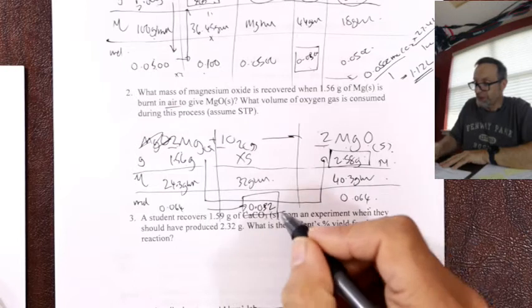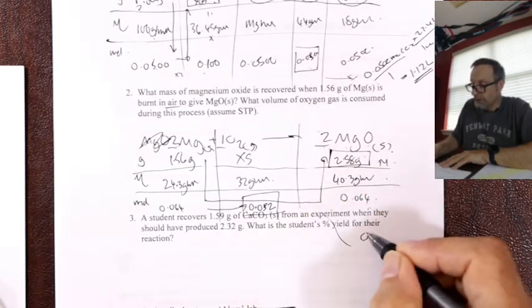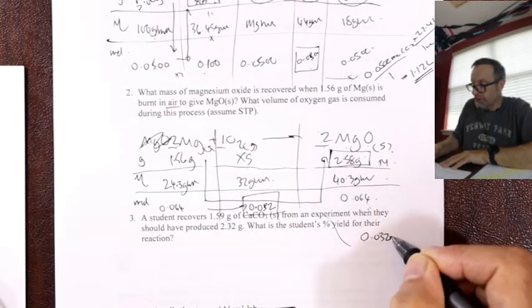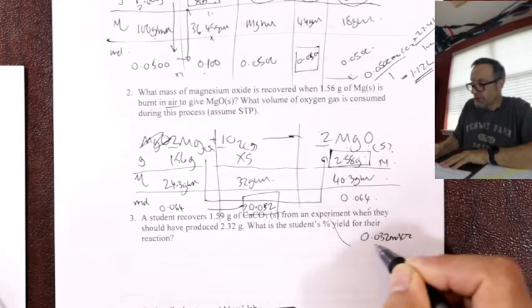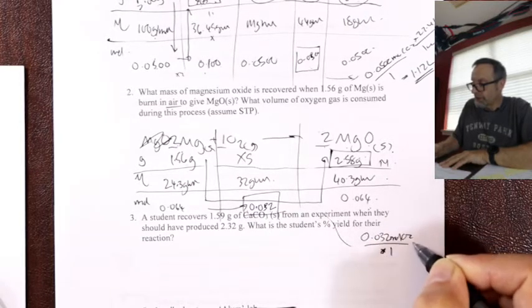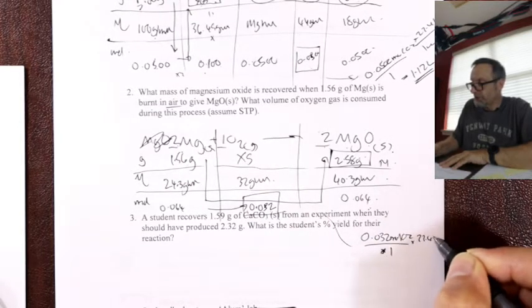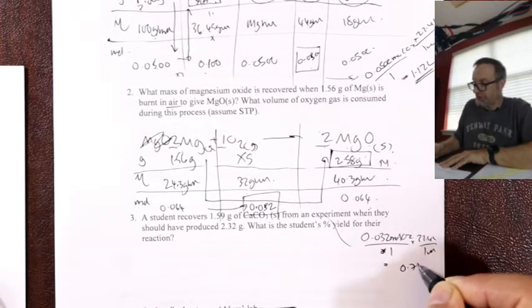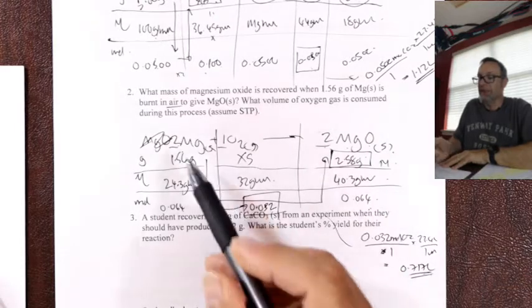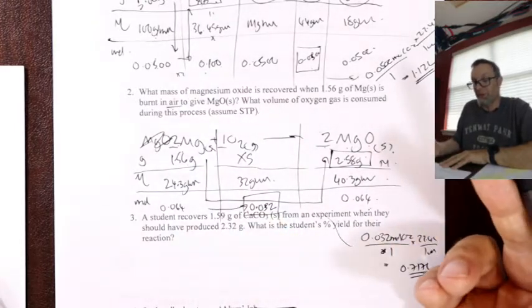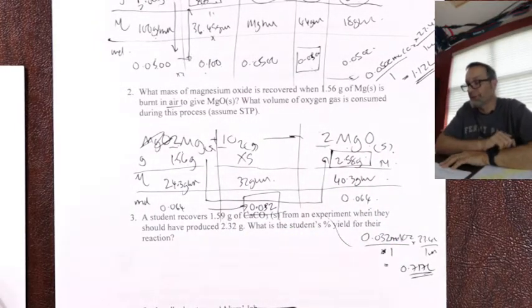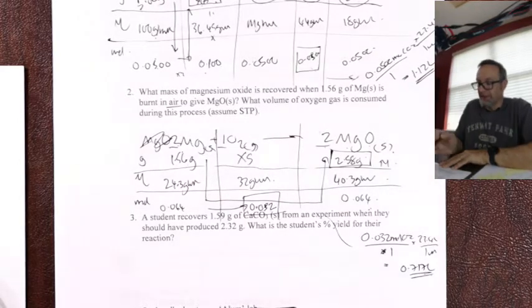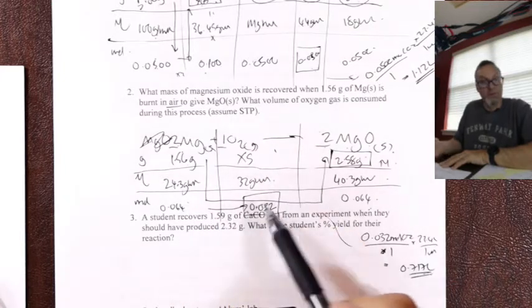So it's 0.032. All right, so take that on the side. 0.032 moles of O2 times 22.4 liters is 1 mole. What do I get? 0.717 liters. Okay, that's how many liters of oxygen from the air we used in the process. You could have gone this way or this way, it doesn't matter, right?